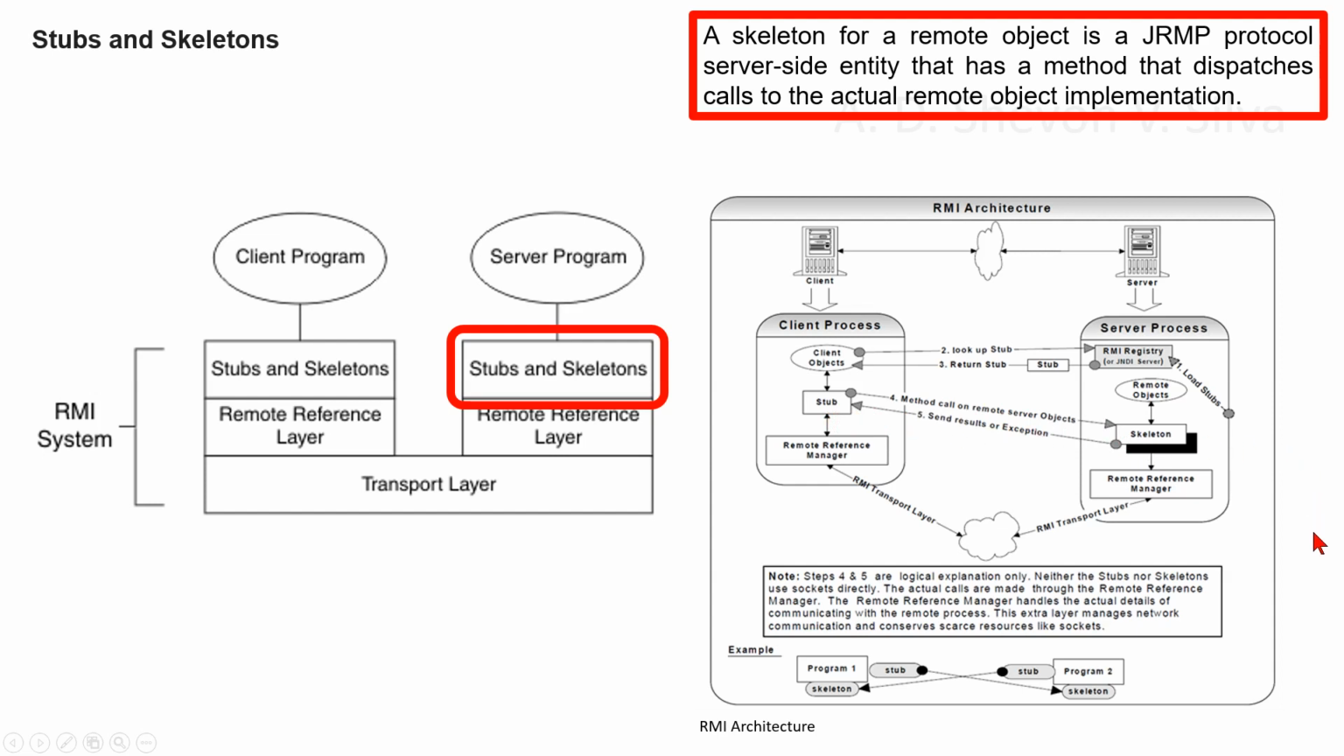RMI needs a layered architecture where each of the layers may be enhanced without affecting other layers. Layers may be defined as follows: the application layer, which is the server and the client program. The skeleton and stub layer intercepts method invocations made by the client and redirects these calls to the remote RMI service.